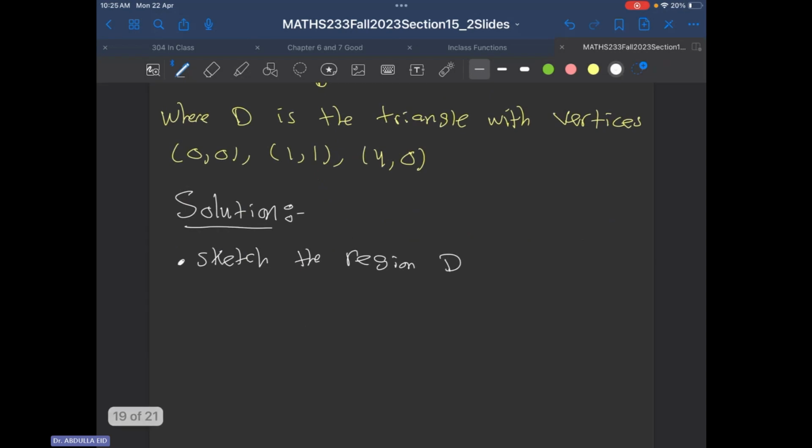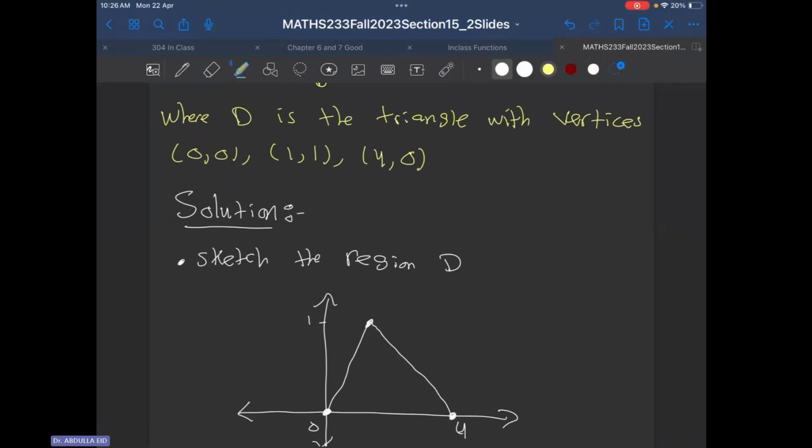Now, sketching this region is very simple because it is already telling me that this is just a triangle with 3 vertices. The first one here at the origin. The second one is (4, 0), which is maybe this one. And then we have (1, 1), maybe here like this. So this is the region. So this is my region.